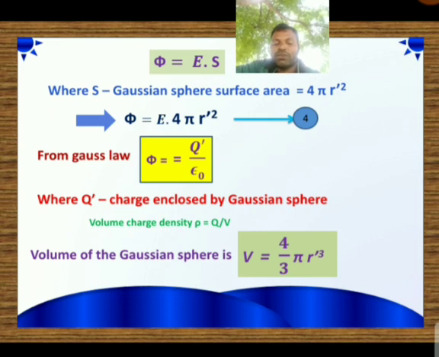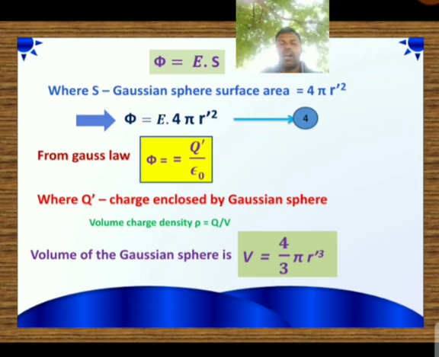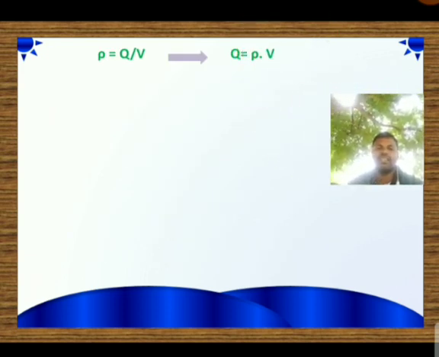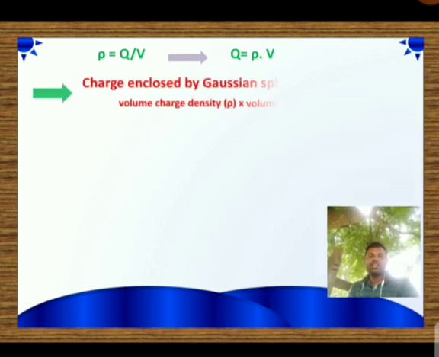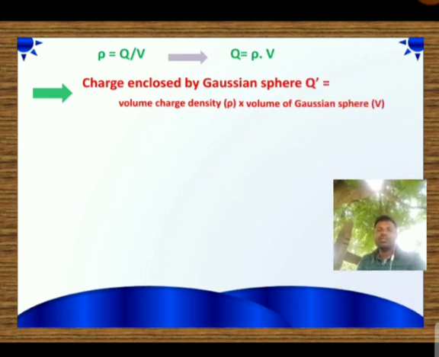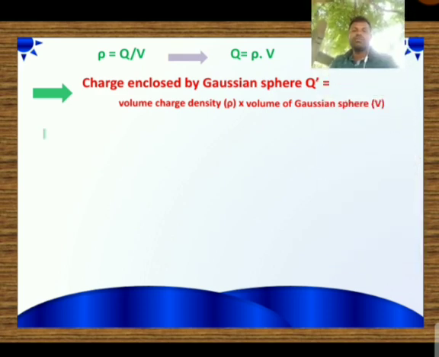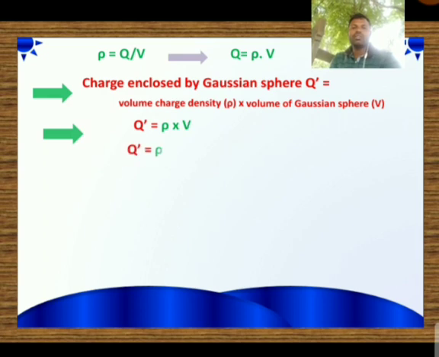Now I am trying to find the charge. Generally volume charge density rho is equal to q by v. The volume formula is 4 by 3 pi r cube, but here r prime cube. Now rho is equal to q by v, that implies q is equal to rho into v. The charge enclosed by the Gaussian surface is equal to volume charge density into volume of the sphere. So rho into 4 by 3 pi r prime cube, right?